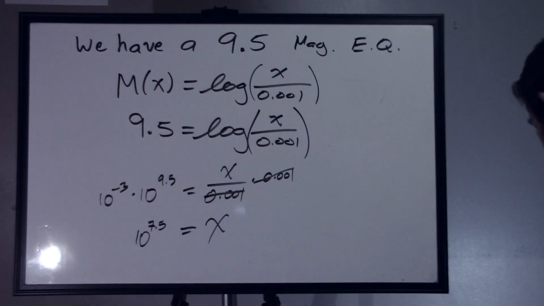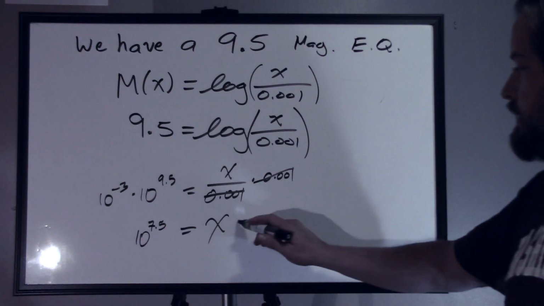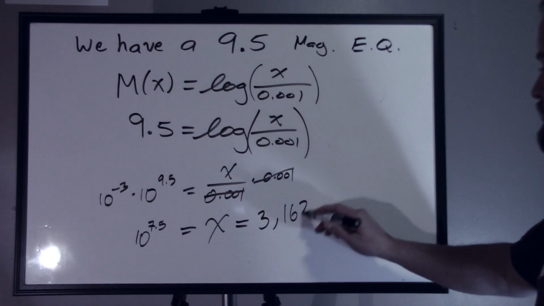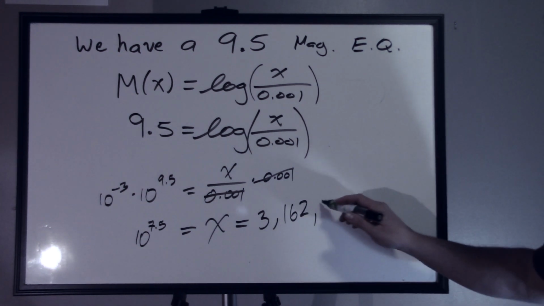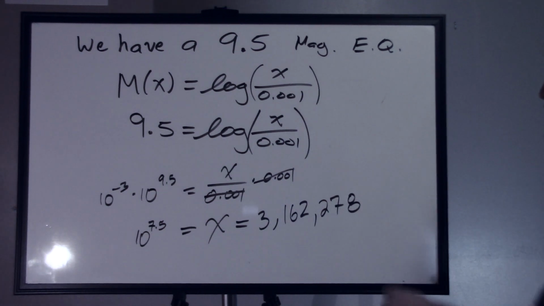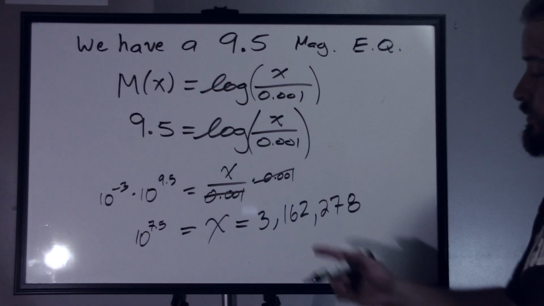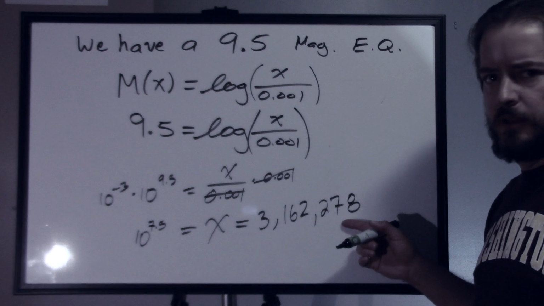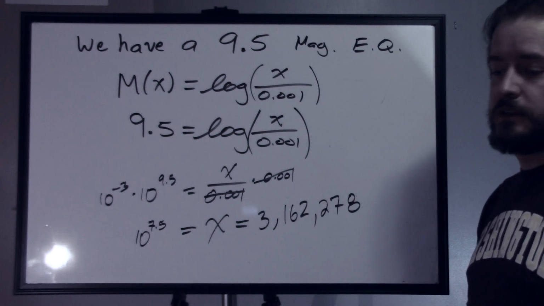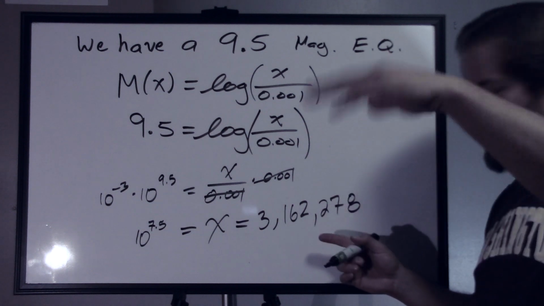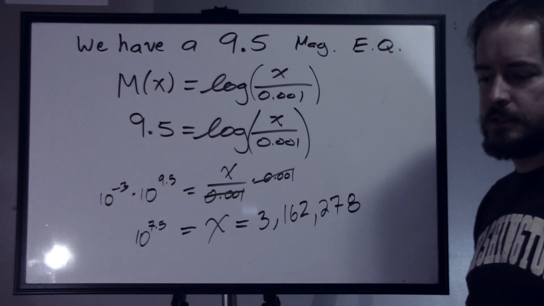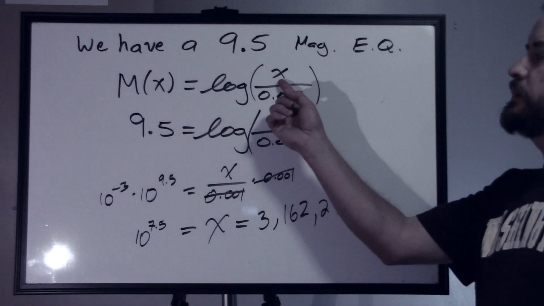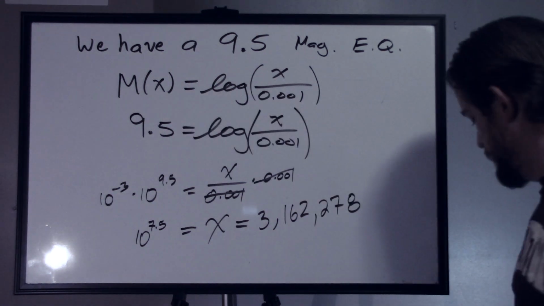I can plug that in, and when I get that, I get 3,162,278, rounded to the nearest whole number. Which is a lot. If you look that up in millimeters, say most of us are Americans, that many millimeters converted to feet, it's a lot of feet. If you think about a building that's moving that much, that building's gone. It's not going to withstand this type of movement. But that's how we would go backwards, and we found how much movement there is based on the magnitude of an earthquake.